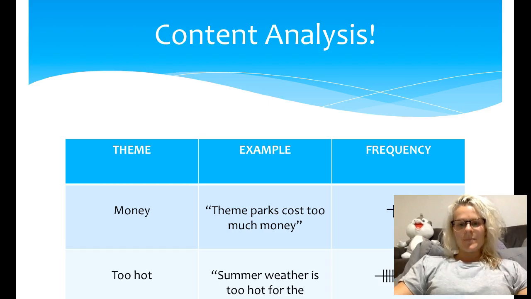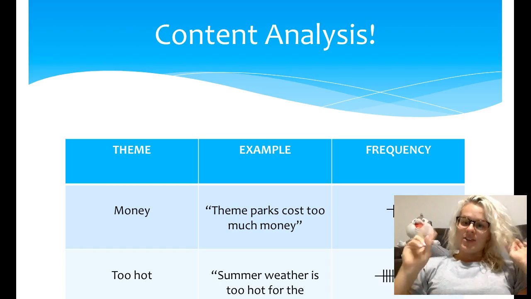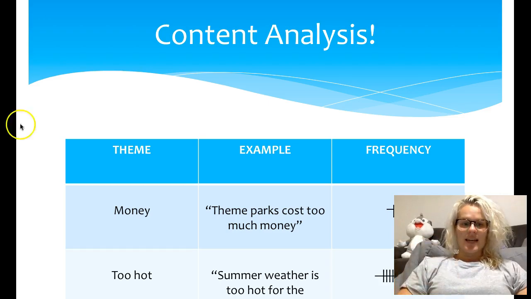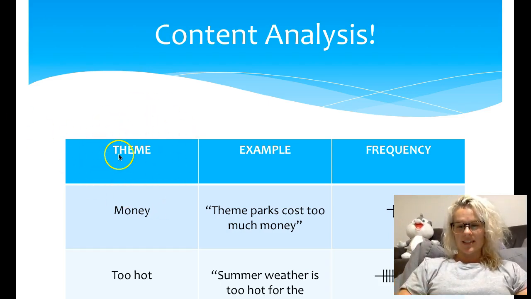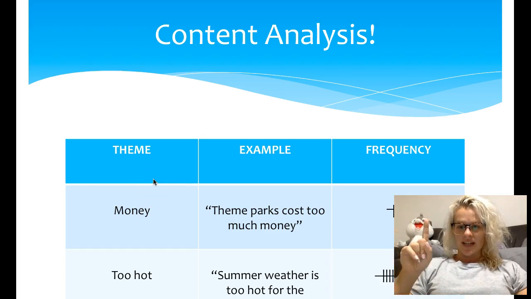Okay, so the first thing, so step 1 in a content analysis is to read your data. Step 1, read the data, okay? Step number 2 is to create the frequency table. So you create the frequency table with the theme, so what it is that you're talking about, an example of what that is, and the frequency, so how often it happens. So step 1, you've read your data. Step 2, you've created your frequency table.